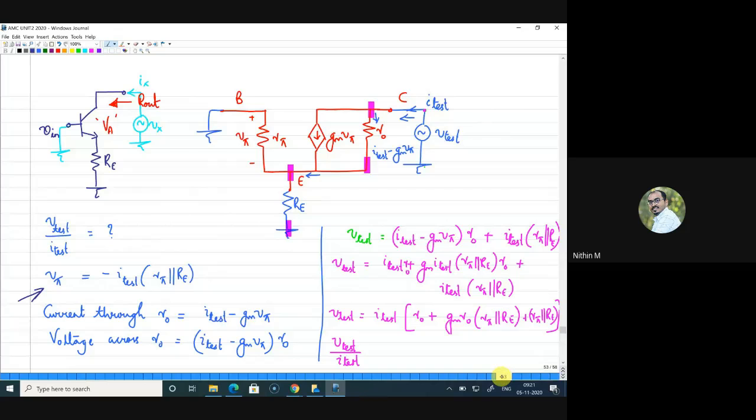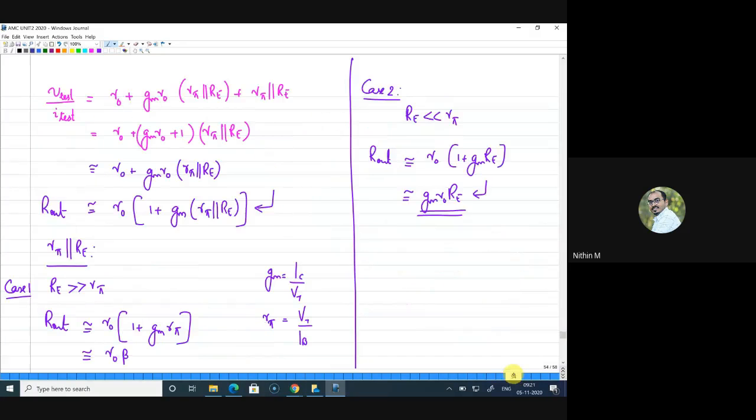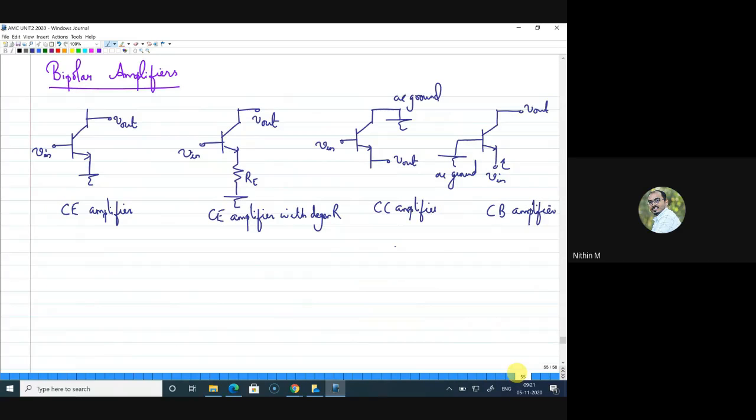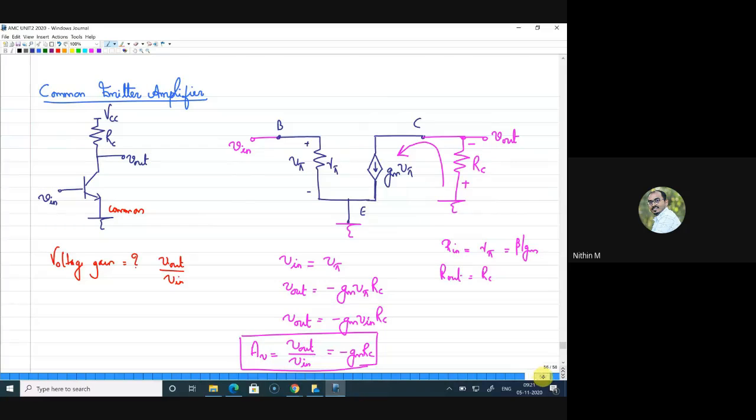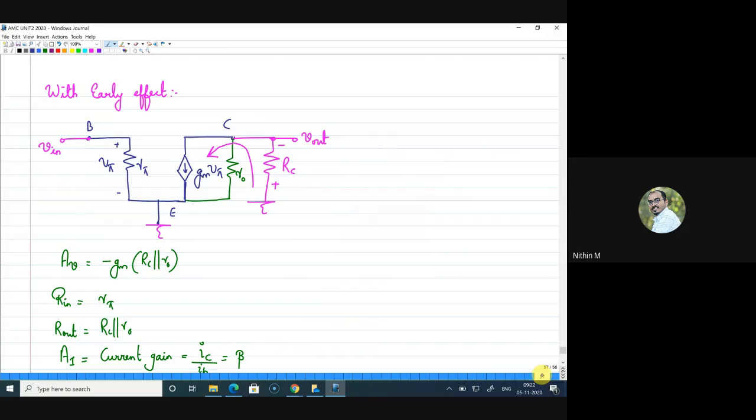So common emitter amplifier. We arrived at the output impedance expression for a transistor when there is a resistance connected to the emitter, and the expression is almost the same as the MOSFET circuit. Then we started bipolar amplifiers, and there we did the common emitter amplifier. Gain is minus gm RC, including early effect it is minus gm into RC parallel r naught. Then input impedance is r pi and output impedance is RC parallel r naught. So these things we have discussed.